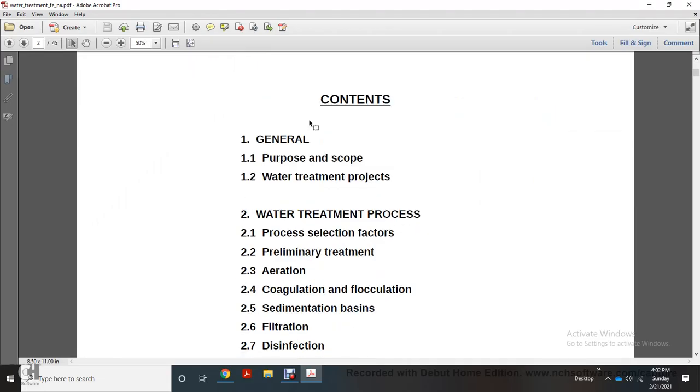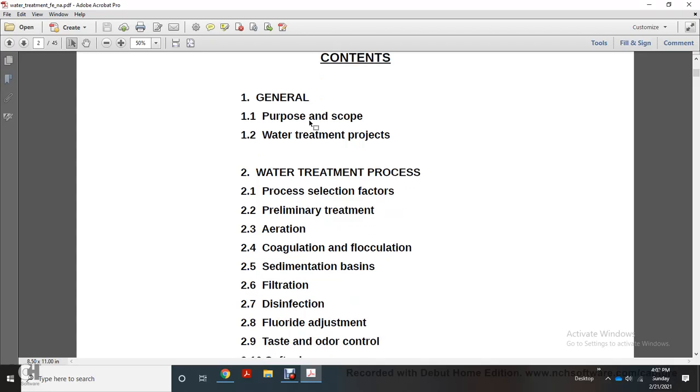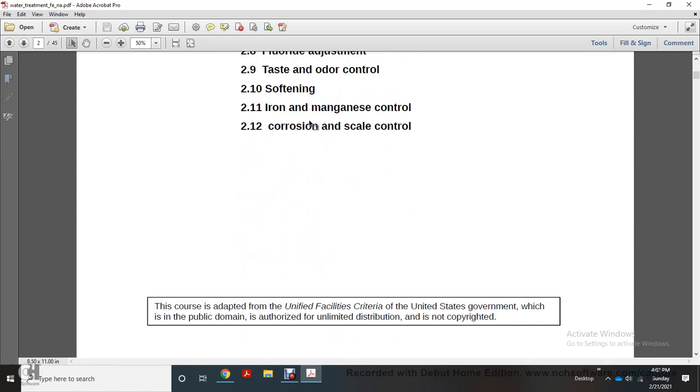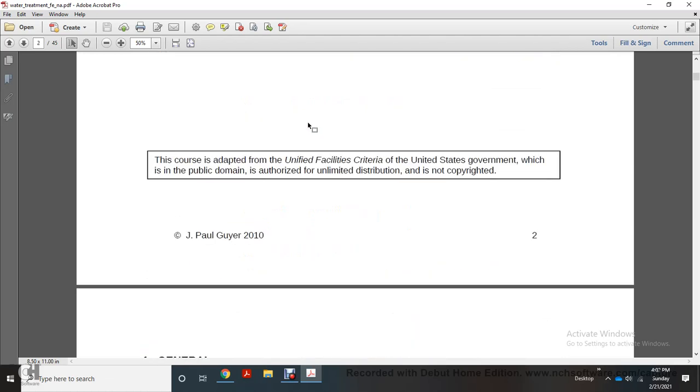2. Water treatment process selection factors: preliminary treatment, aeration, coagulation, flocculation, sediment basins, filtration, disinfection, fluoride adjustment, taste and odor control, softening, iron and manganese control, corrosion and scale control. This course is adapted from the Unified Facilities Criteria of the United States government, which is authorized, public domain, unrestricted, and not copyrighted.